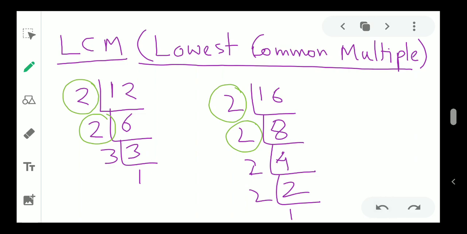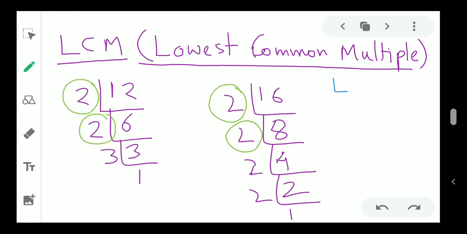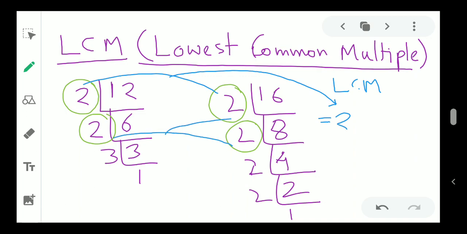So how to find the LCM, let me write LCM. First of all, take the common ones: if you have a number more than one time, write it only one time. So this 2 and this 2 also, there we will have one more 2. And whatever the rest of your numbers are, you just write them and multiply.